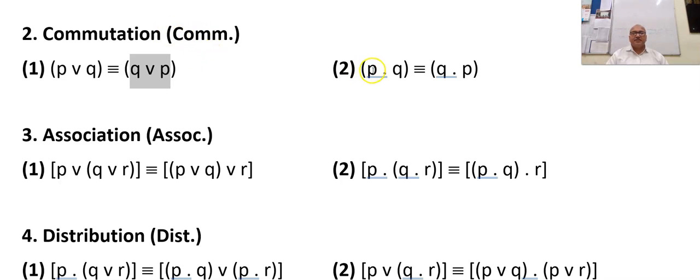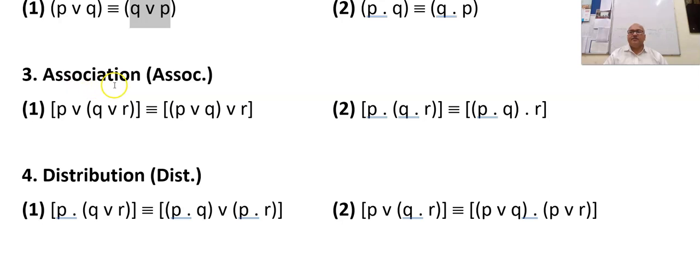The second version is related to conjunction. So if we have P dot Q, we can easily write Q dot P. If P dot Q is true, Q dot P also becomes true without any problem, right? Similarly, if P dot Q is false, Q dot P also becomes false. So that way also you can see that they are logically equivalent. So wherever you find P dot Q, you can write Q dot P.